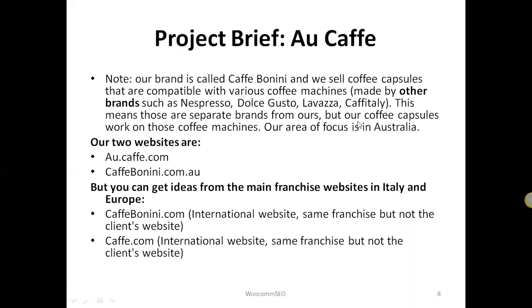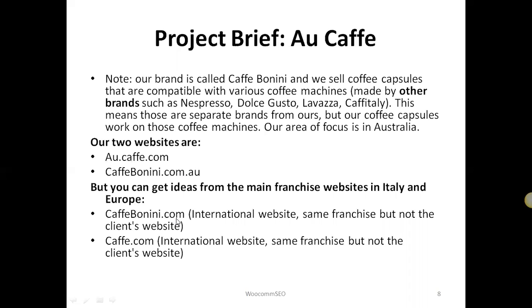But our coffee capsules that contain the roasted beans, these work on those coffee machines made by these 4 brands here. And our area of focus is in Australia. And we have 2 main websites, and these are au.cafe.com and caffebonini.com.au. So these are the sites that we will mainly be focusing on. And there are 2 other websites that I would like to introduce to you, but I would just like to clarify, these are not our websites, okay?